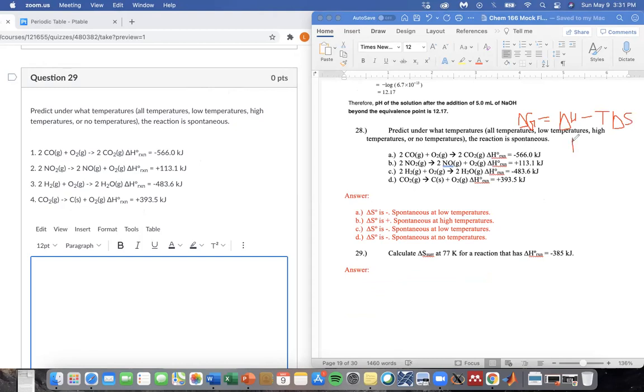So for the first one, we're already told our delta H is negative. Our delta S, we're going from 3 moles of gas on this side to 2 moles of gas on this side. So our delta S is negative as well. But that actually means that we would need to keep this term really small because it will turn positive, and delta G is only spontaneous when negative.